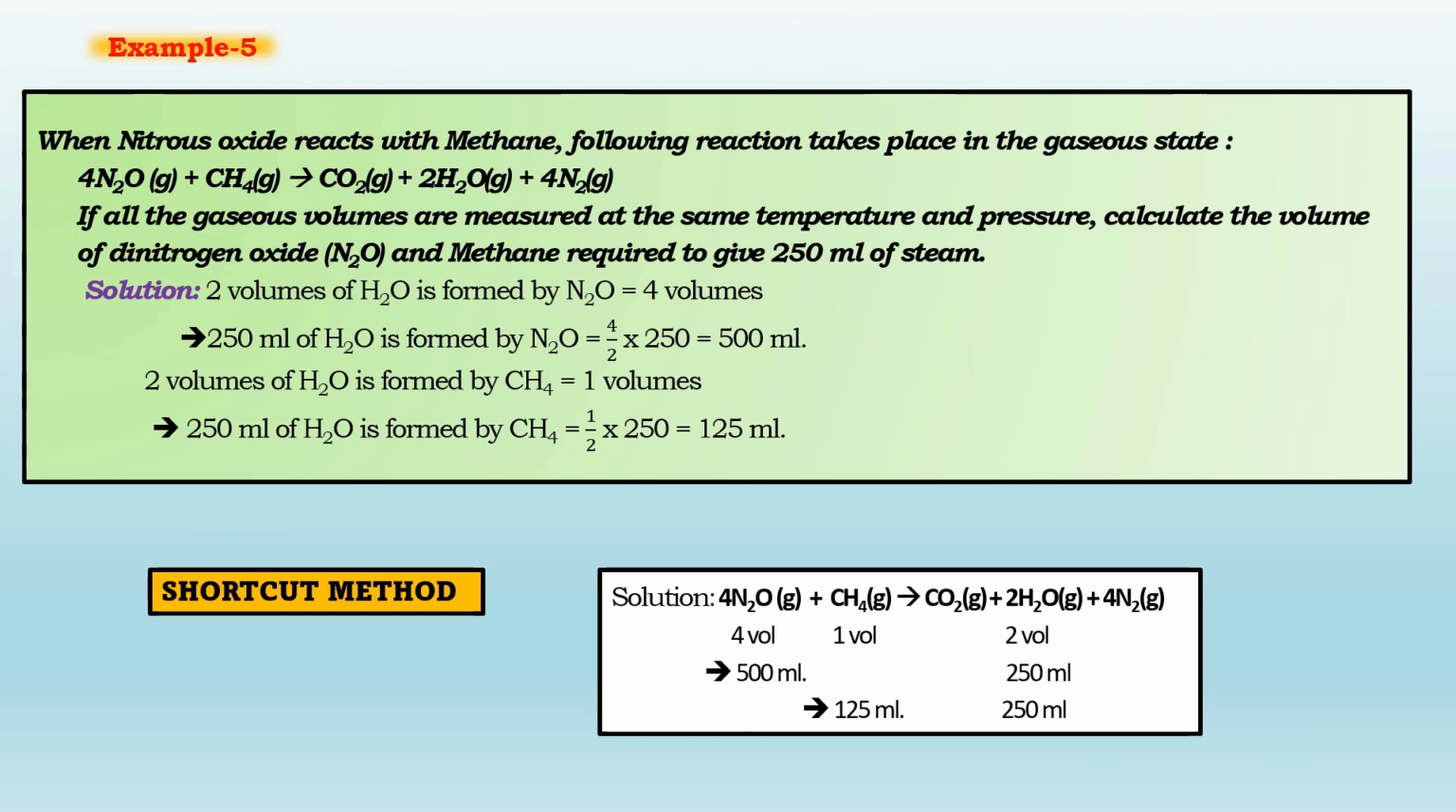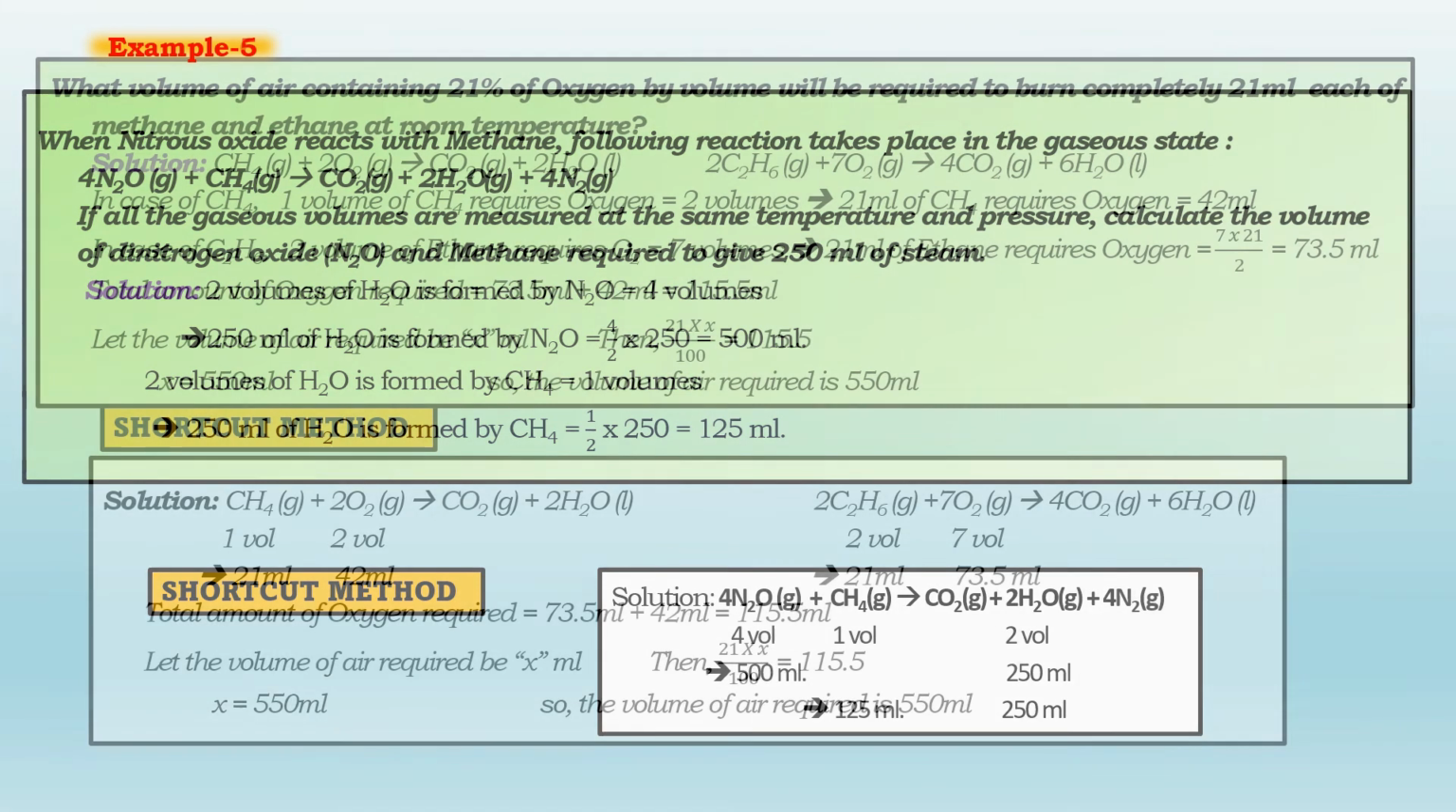Shortcut method. First we write the equation as 4N2O plus CH4 gives CO2 plus 2H2O plus 4N2. Now below N2O we write 4 volumes because the stoichiometric coefficient is 4. Below methane we write 1 volume and below steam we write 2 volumes. Now I have 250 milliliters of steam. So if 2 volumes is 250 milliliters, then 1 volume is 125 and 4 volumes is 500. So in this way we can solve the equation verbally.